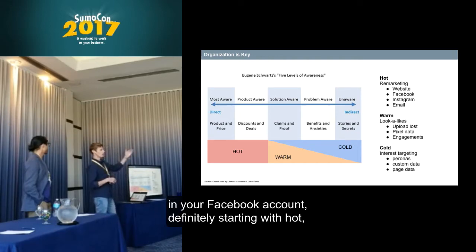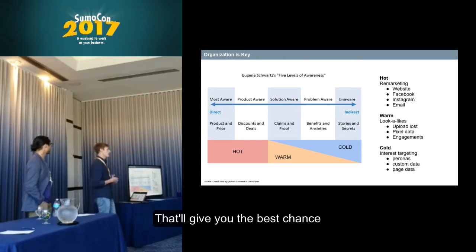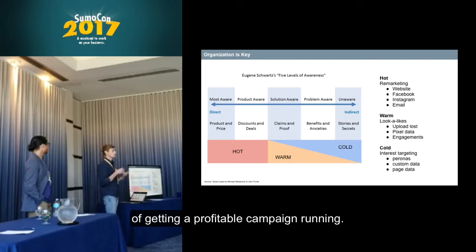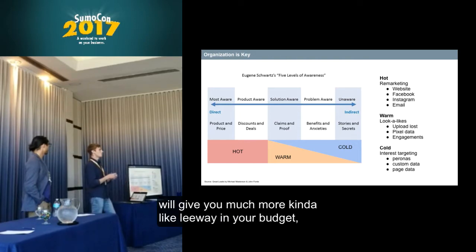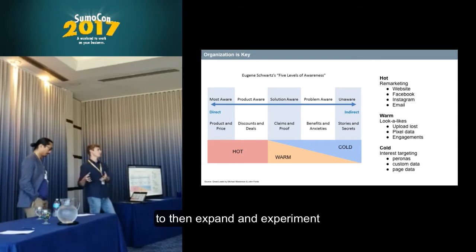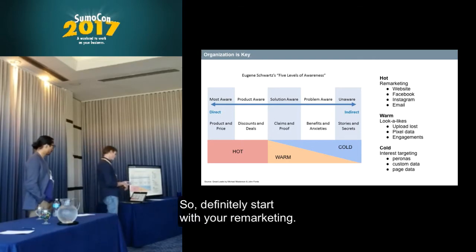Definitely starting with hot, then moving down to warm, then cold. That'll give you the best chance of getting a profitable campaign running, so that the hot audience will give you much more leeway in your budget to then expand and experiment in that warm and cold bucket. So definitely start with your remarketing.